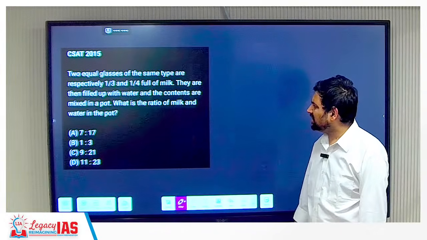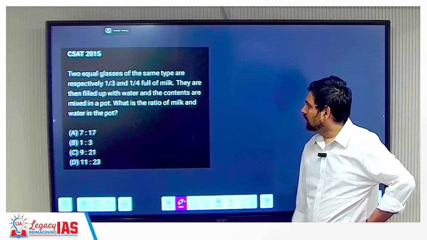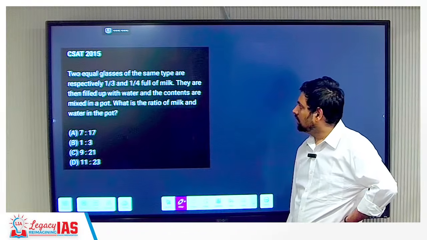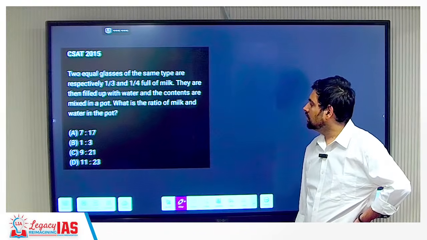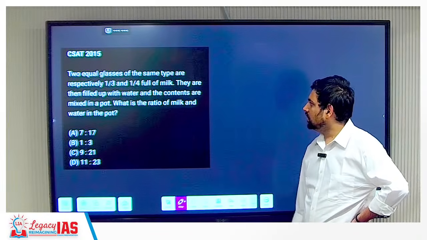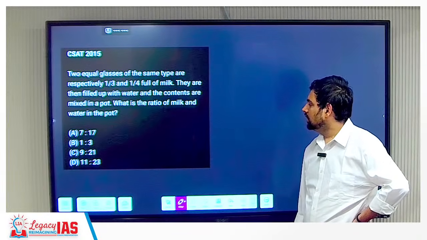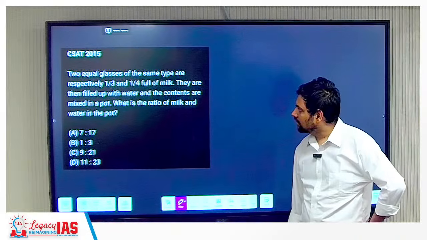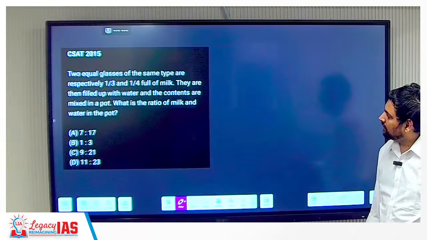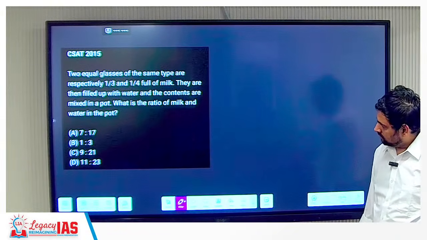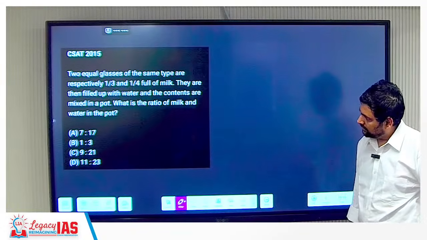Yes. Similar question. Let's do this. 1/3 and 1/4 full of milk. They are then filled up with water and the contents are mixed in a pot. What is the ratio of milk and water in the pot?